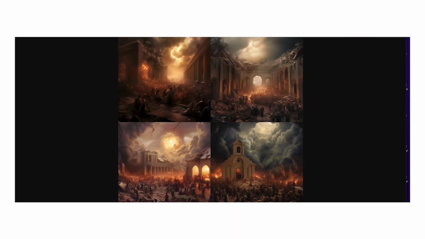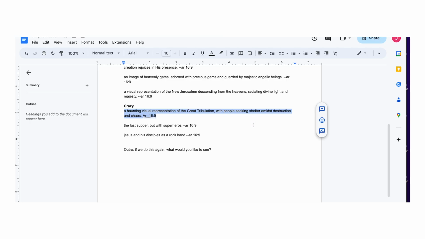All right, so here are the really fun ones. That was kind of crazy. Here are the really fun ones. So this one, we did the Last Supper, Jesus and the Last Supper before.